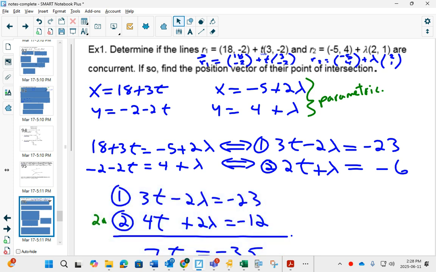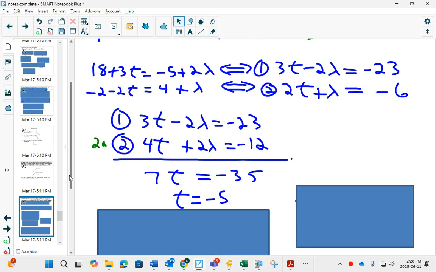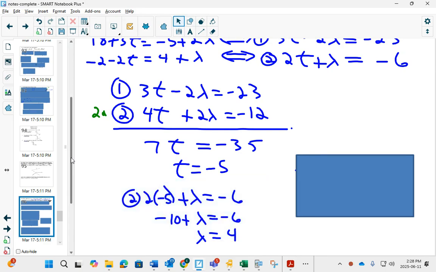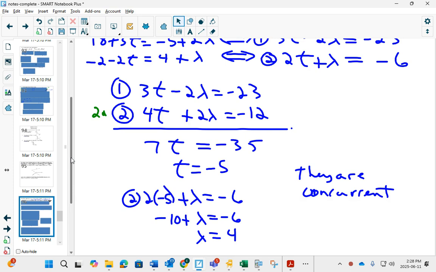I'm going to use elimination. So I multiplied equation 2 by 2, so my lambda is eliminated. So much for me liking lambda. And I get t is equal to -5. Once I found out t is equal to -5, I can find out lambda is equal to 4. And since there is one solution to this, these 2 lines are concurrent.